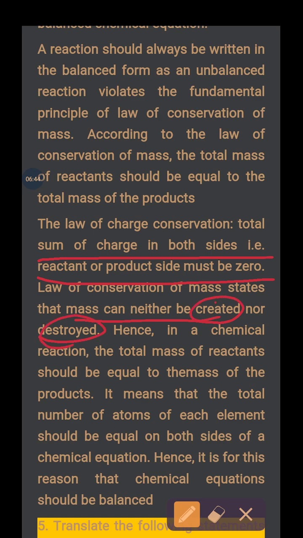The law of conservation of mass states that mass can neither be created nor destroyed. Hence, in a chemical reaction, the total mass of reactants should be equal to the mass of the products. It means that the total number of atoms of each element should be equal on both sides of a chemical equation. Hence, it is for this reason that the chemical equation should be balanced.